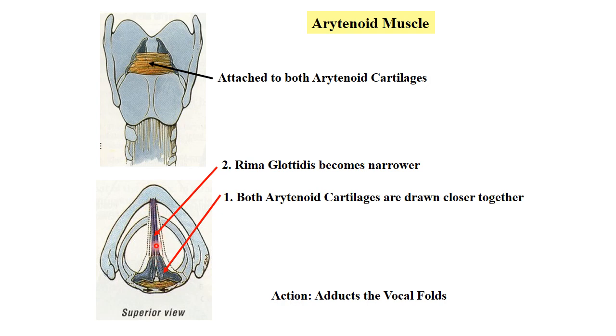And again, this will cut off the airway, but sometimes we need to do this, for example, to talk, and I'll talk about that in a little bit, why we want to move these things for different types of behaviors. So again, the arytenoid muscle contracts. That moves the arytenoid cartilages towards each other, towards the midline. They adduct, and that in turn adducts the vocal folds, and that closes off the rima glottidis, making it narrower. So this arytenoid muscle is an adductor of the vocal folds.